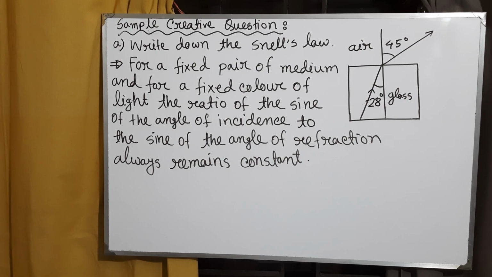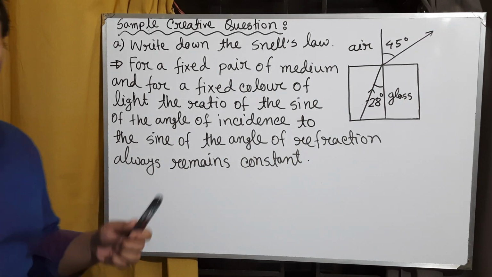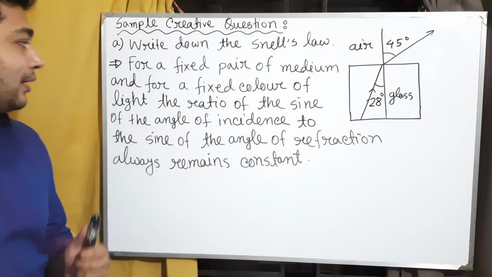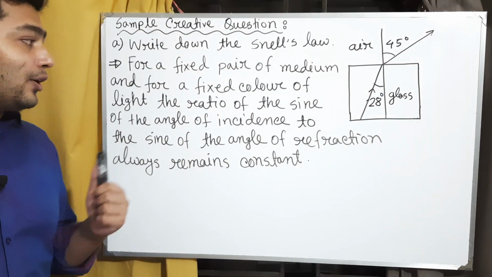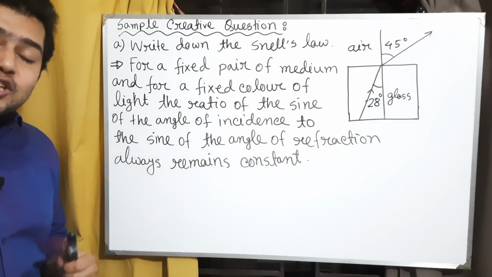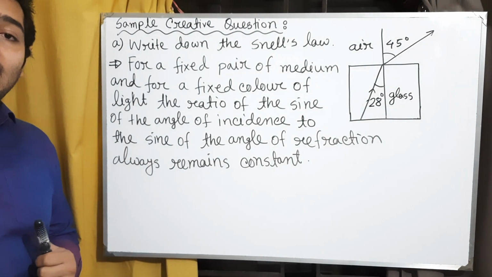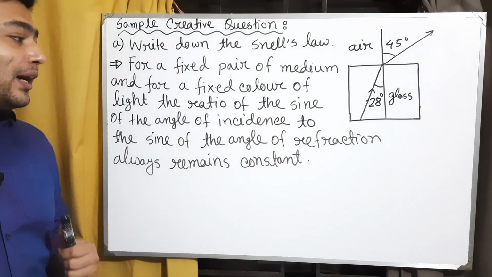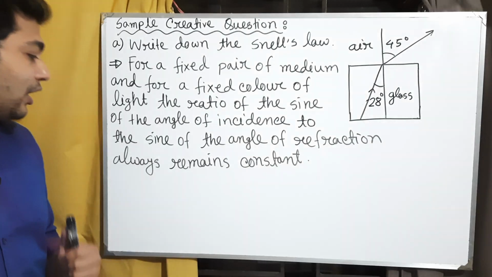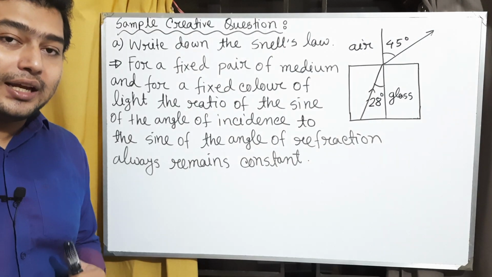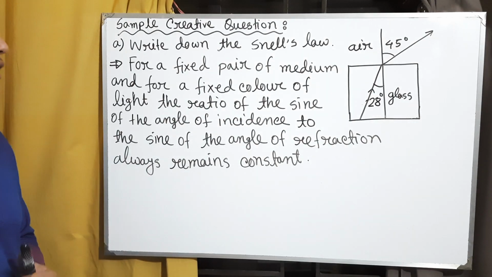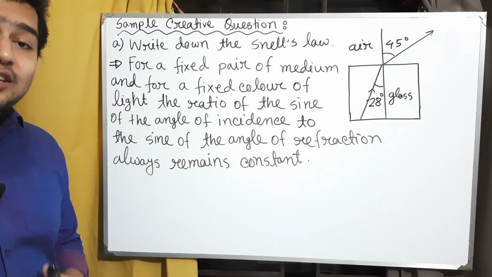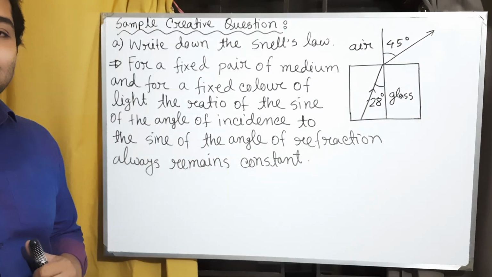So our question A is, write down Snell's law, and the answer is: for a fixed pair of media and for a fixed color of light, the ratio of the sine of the angle of incidence to the sine of the angle of refraction always remains constant. This law is called Snell's law. Mainly, it is known as the second law of refraction.